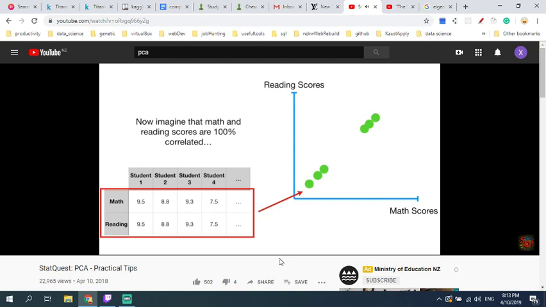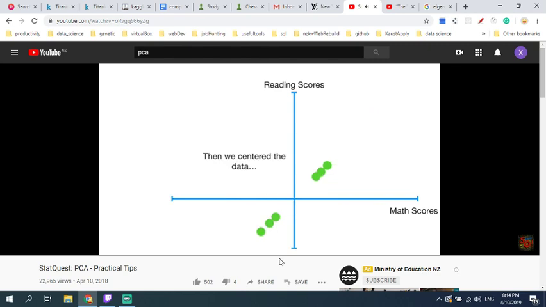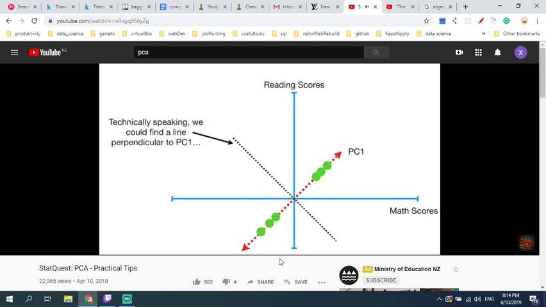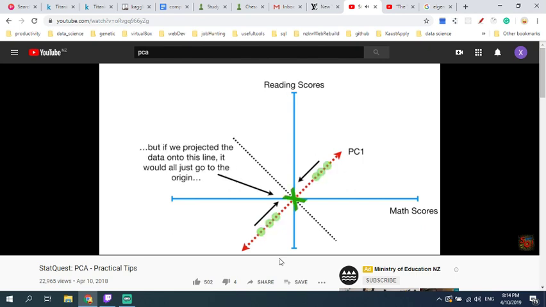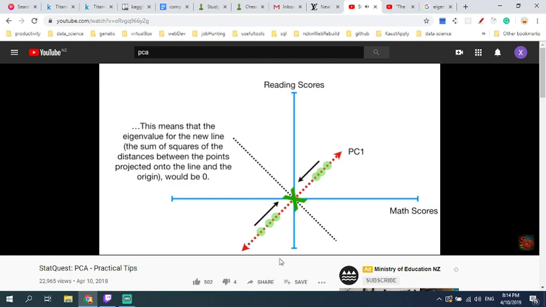Now imagine that math and reading scores are 100% correlated. Then we centered the data. Then we found the best fitting line, principal component 1. Technically speaking, we could find a line perpendicular to PC1. But if we projected the data onto this line, it would all just go to the origin. This means that the eigenvalue for the new line, the sum of squares of the distances between the points projected onto the line and the origin, would be 0.